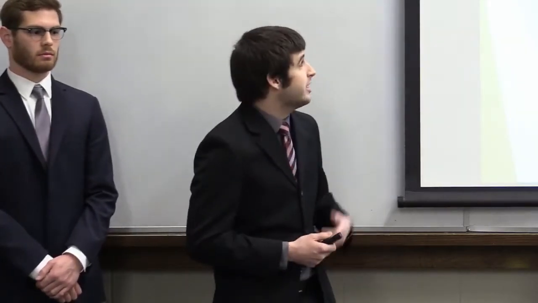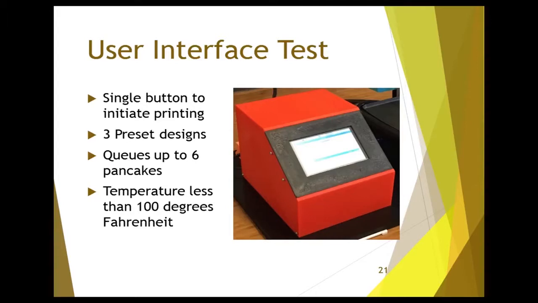So in the user interface test, the requirements we're looking to meet are, first, we wanted to have a single button to initiate the printing once you had loaded up the file queue. Secondly, we wanted at least 3 preset designs to run from our pancake printer. For our purposes, it was a smiley face, the Valpo shield, and a star. We wanted to make sure you could queue up at least 6 pancakes, so you don't have to do one pancake run. And lastly, we wanted to make sure that the temperature of our screen never exceeded 100 degrees Fahrenheit, just to make sure it's safe for the user to use.